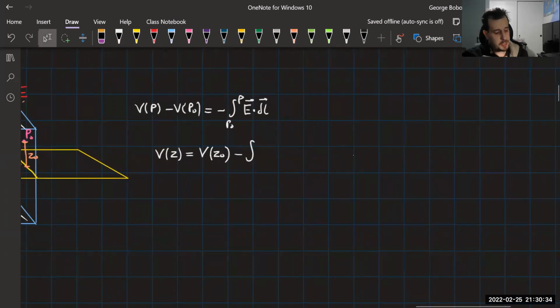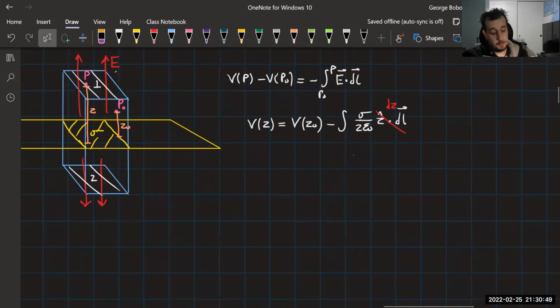And then again, I go and investigate the electric field. George found sigma over 2 epsilon naught Z hat. You're in Cartesians. If you do this dot product in Cartesians, you're going to just get dz. So your integral should be varying with Z. Yes. And where are you integrating? Between your reference and your point of interest.